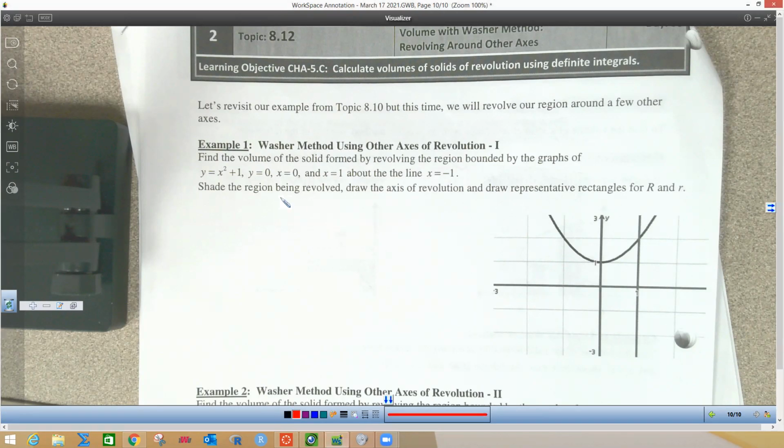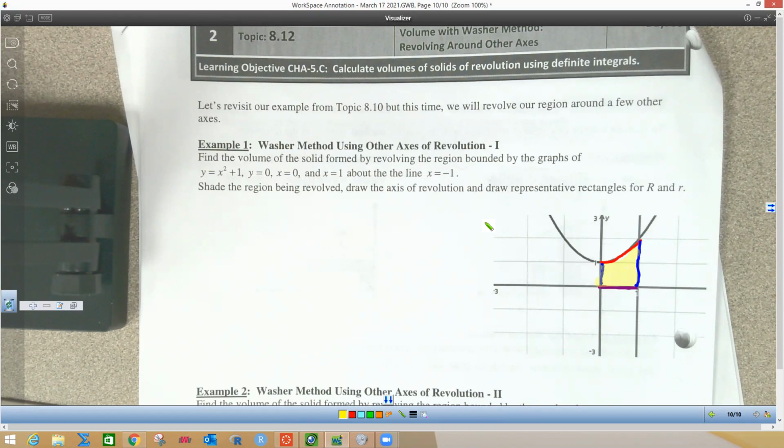So we want to get the area between x squared plus 1, which is this parabola right there, and I'm going to stop from there to there because x equals 0 and x equals 1 are these vertical segments here. And then y equals 0 is this x-axis right here. So the shaded part that I'm dealing with is this part right here.